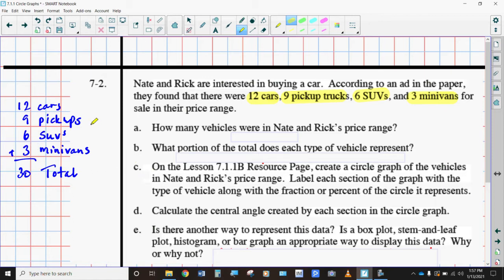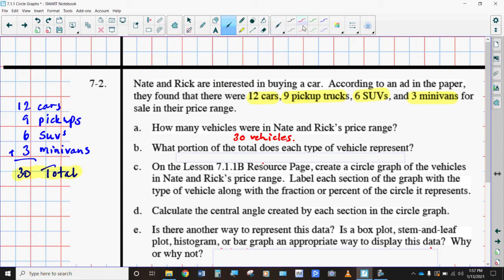So first thing we need to do is make a list, write down all the numbers, then add them together. And it turns out there are a total of 30 vehicles that were in Nate and Rick's price range. So now comes time to find out what is the portion, and we could express this as a percent as well if we wanted to. What portion of that total does each vehicle represent?